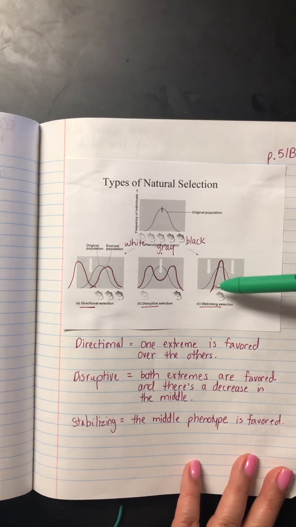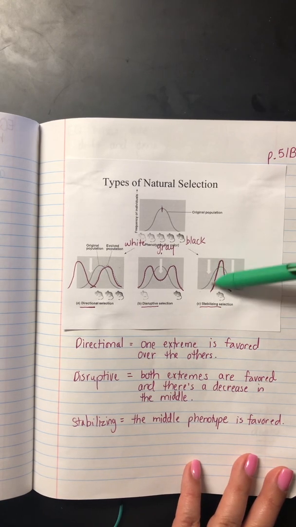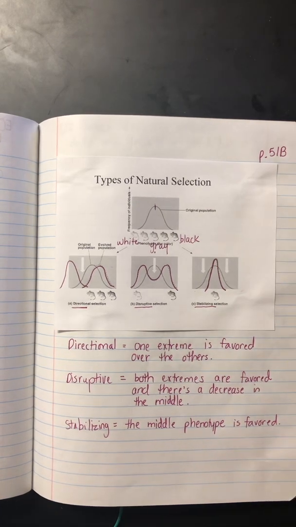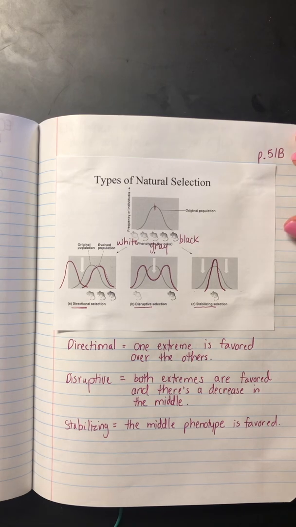In stabilizing, let's say they were living in an environment where all the rocks were gray, you would see a decrease in the white and in the black, and you would see a rise in the gray mice. So that would be stabilizing selection. So make sure you can answer questions about that.